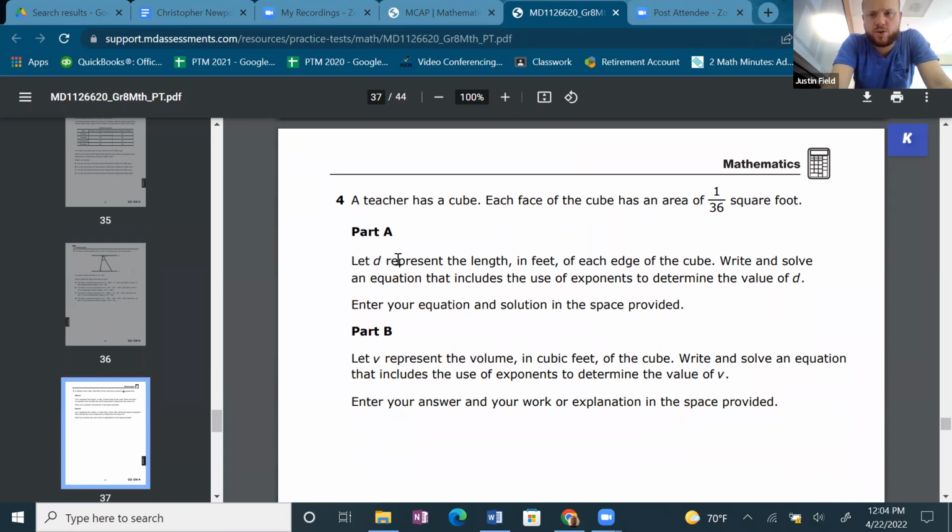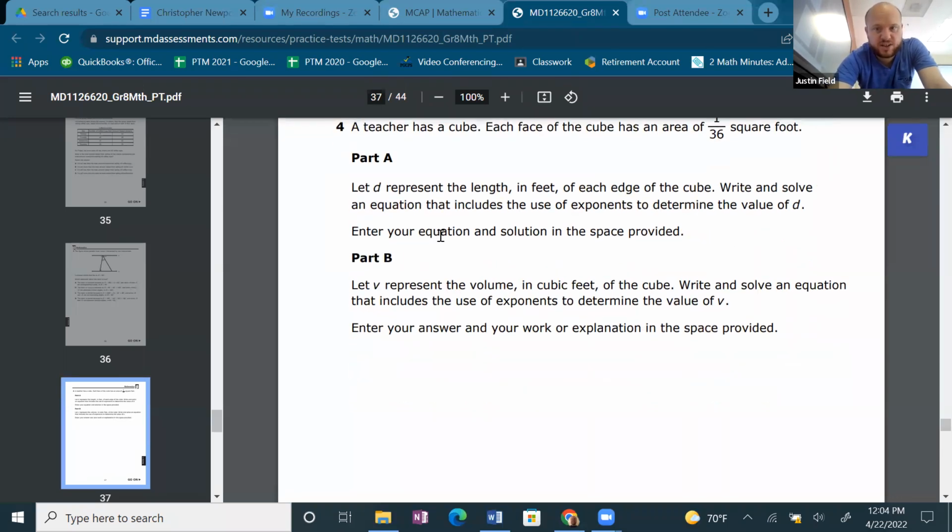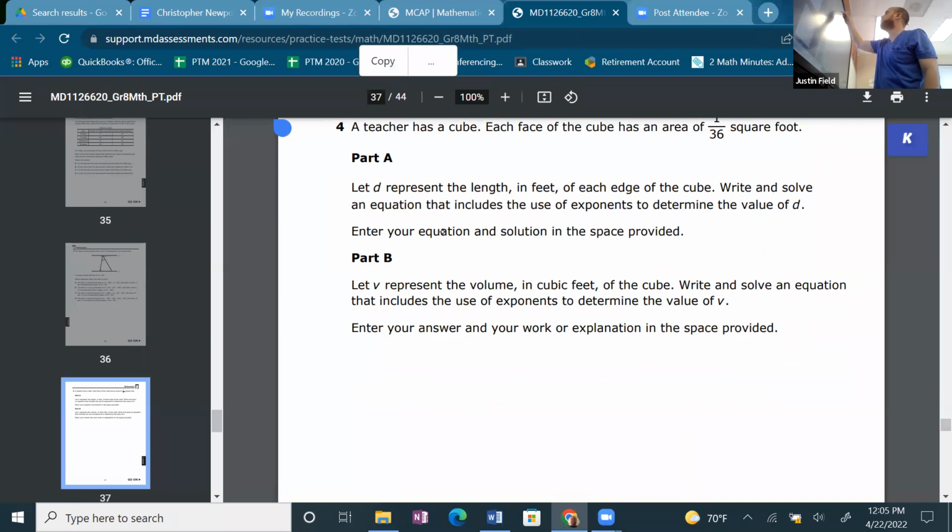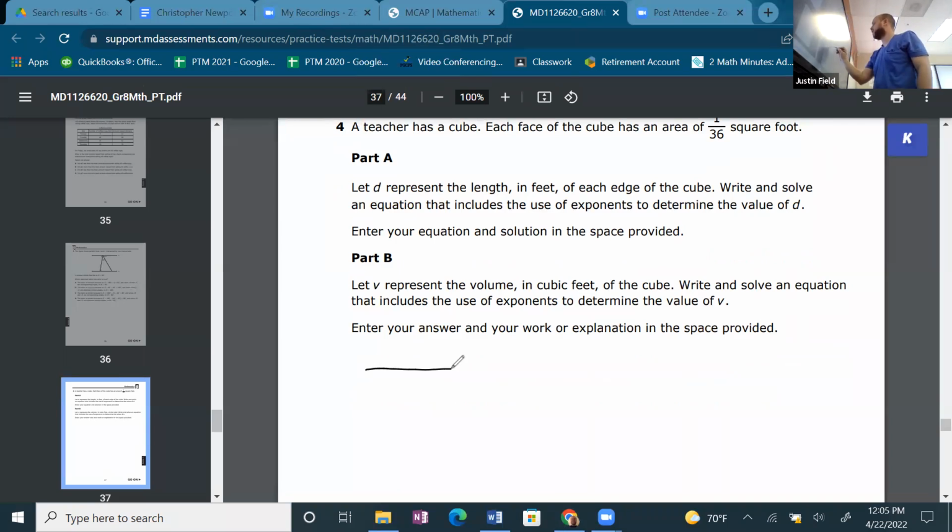Now back to volume and area. We have a cube where each face has an area of 1/36. In part A, we want to find the length of each edge of the cube. Write and solve an equation. Then we want to find the volume. So let's draw the cube. Hopefully your art teacher has shown you how to draw a cube. I will also show you how.